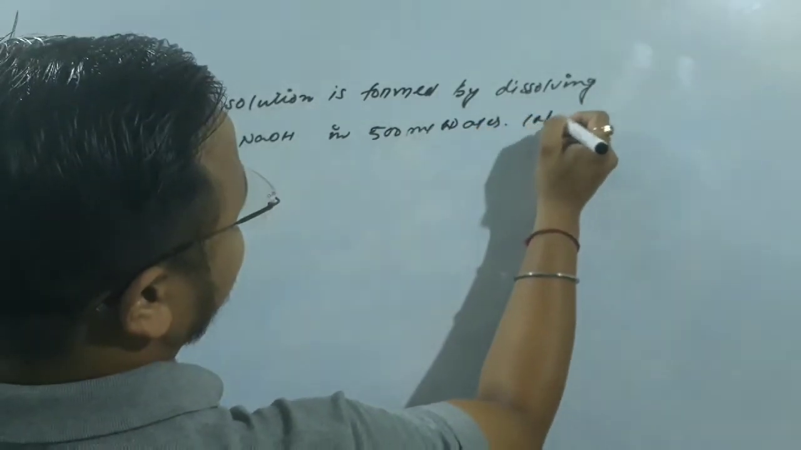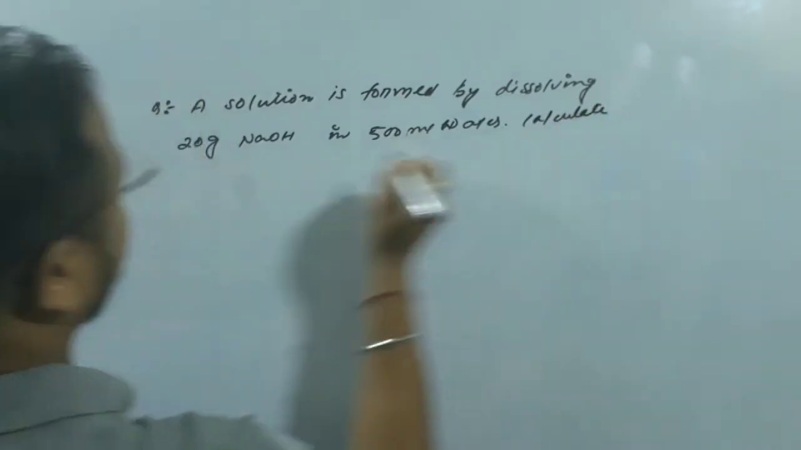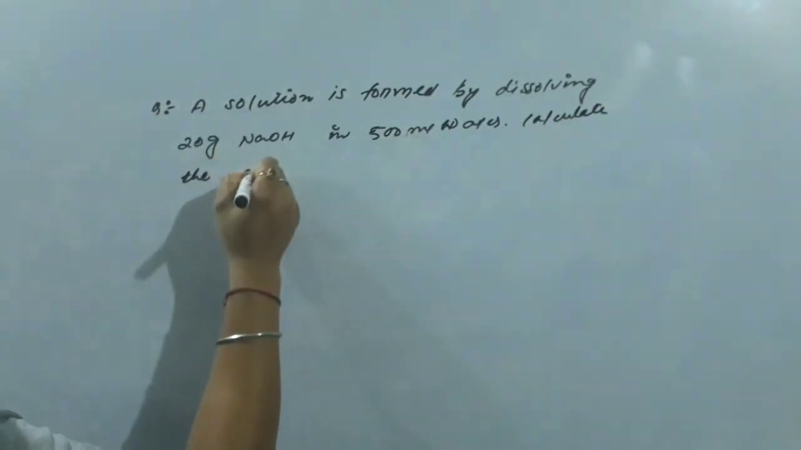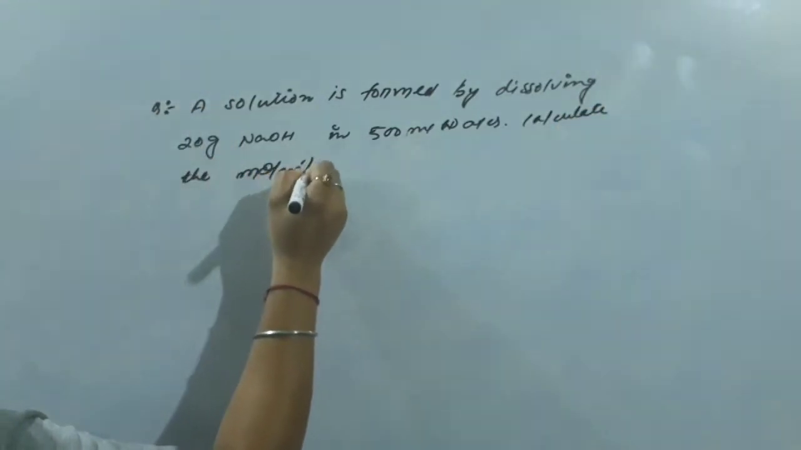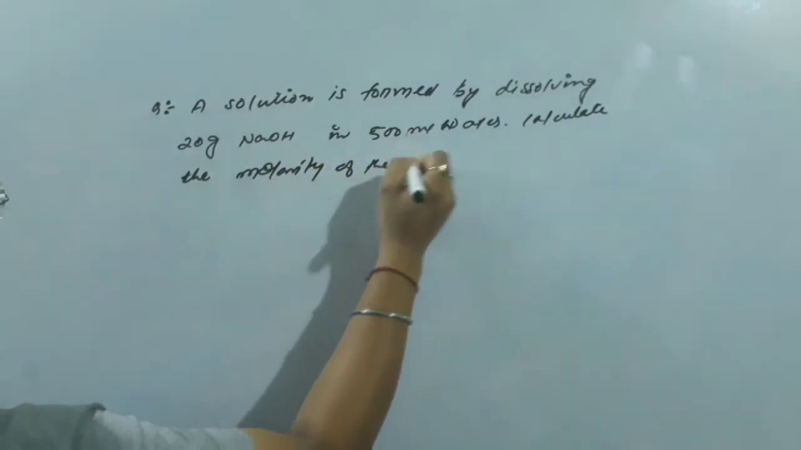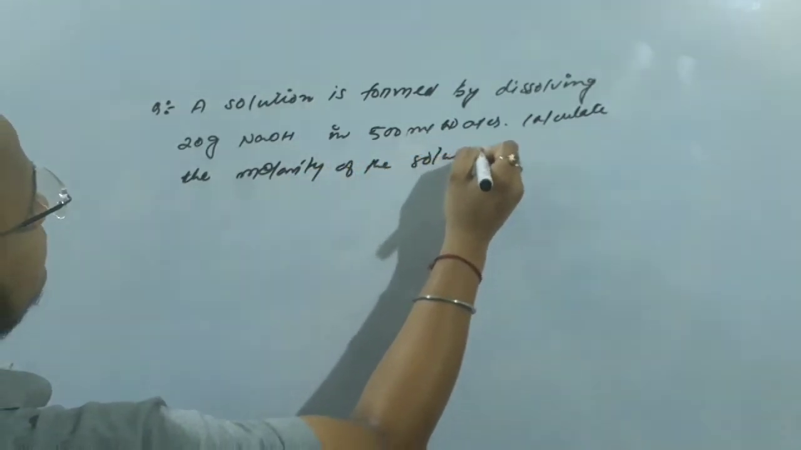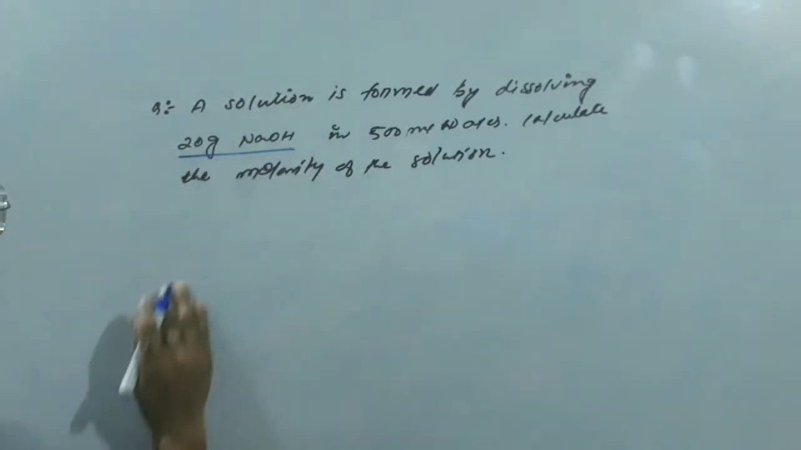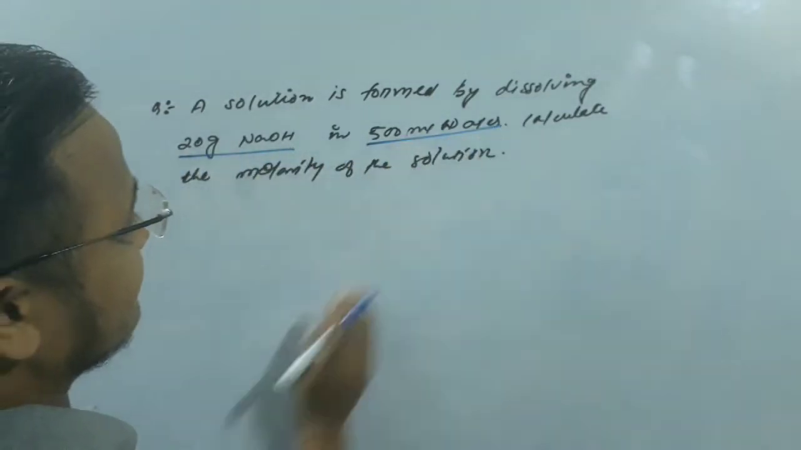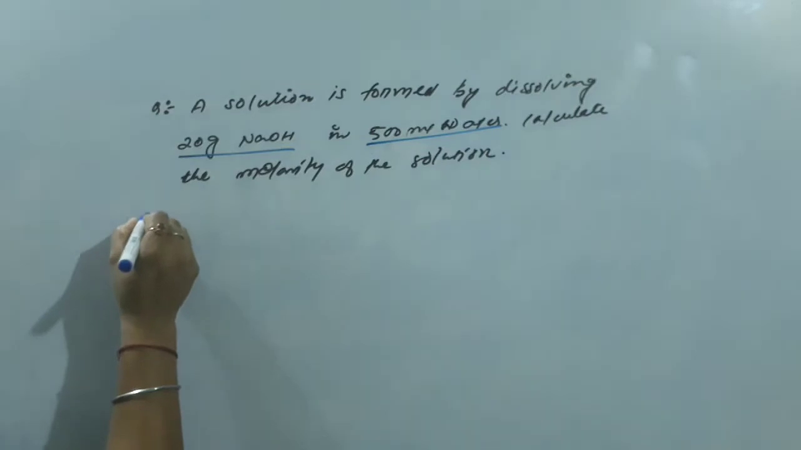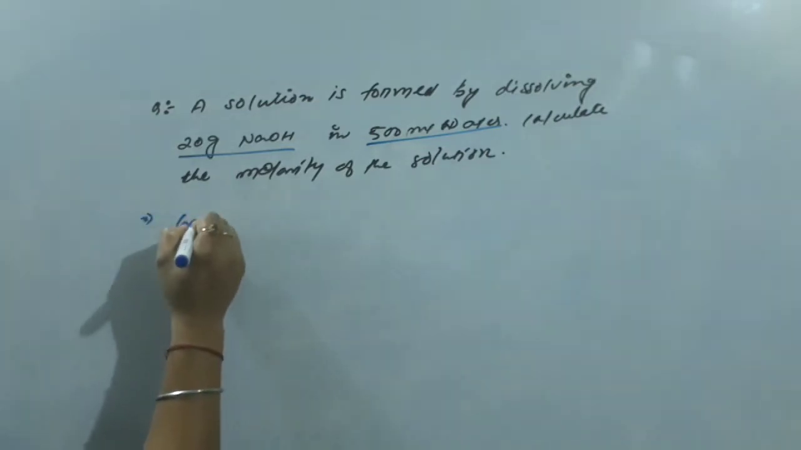So calculate the molarity of the solution. Okay, we have to calculate the molarity of the solution which is formed by dissolving 20 gram of sodium hydroxide in 500 ml of water. So how we will solve this is that, given, right?